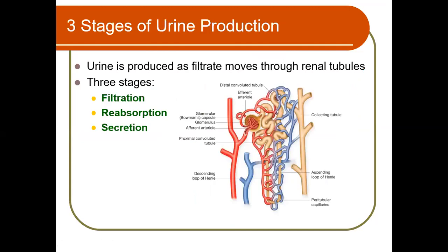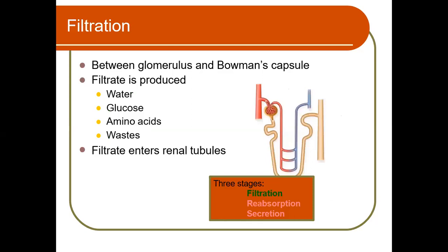Okay, the three stages of urine production: urine moves through the renal tubule in three stages, that is filtration, reabsorption, and secretion. Filtration takes place between the glomerulus and Bowman's capsule, and the filtrate produced contains water, glucose, amino acids, and waste, and the filtrate enters the renal tubules.